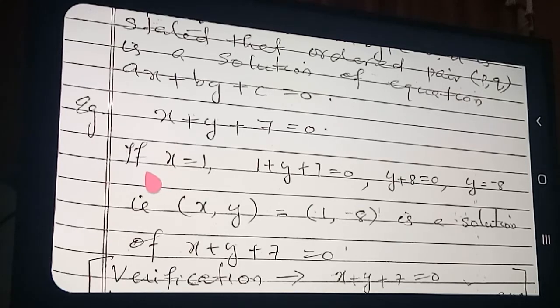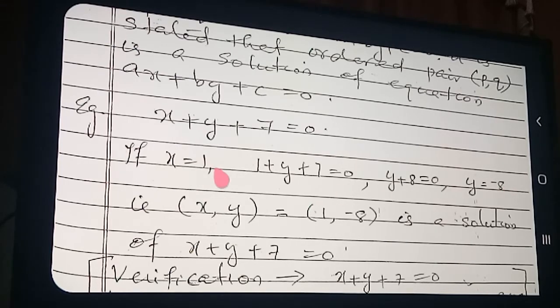We are given one value of x: x is equal to 1. You substitute this x value in the equation, substituting 1 in the place of x. So we get 1 + y + 7 = 0. Therefore 1 + 7, how much is coming? 8. So y + 8 = 0, so you will get y = -8.